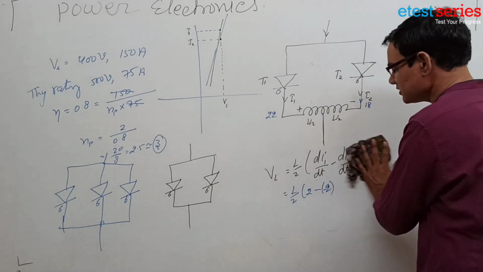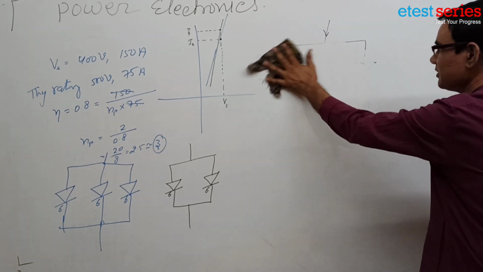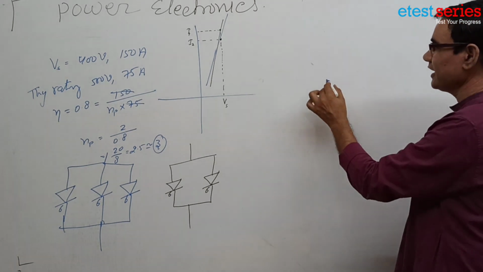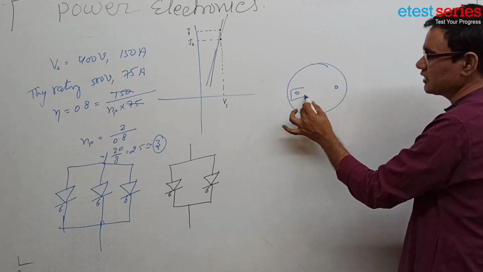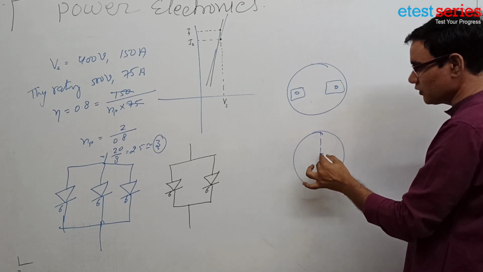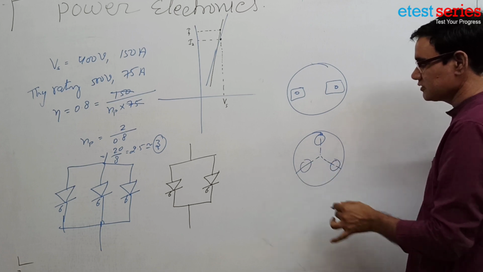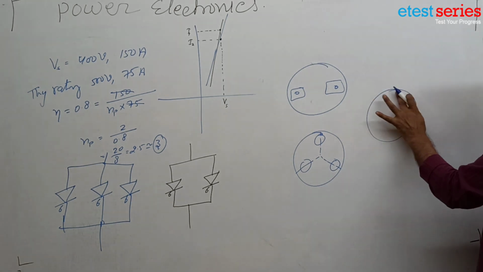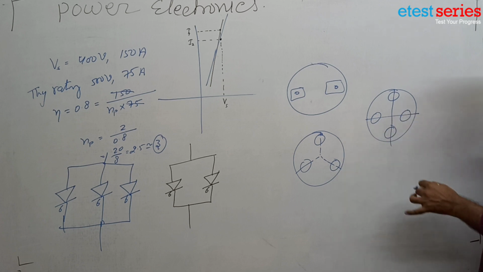Secondly, to avoid overheating and mismatching of the current in parallel operation, we mount the SCRs on the heat sink like this. If there are two SCRs, one is mounted over here and another over there. If there are 3 SCRs, then they are mounted at 120 degrees: one SCR over here, another over here, and a third. If there are 4, then they are mounted at 90 degrees: one over here, another here, a third here, and a fourth here.